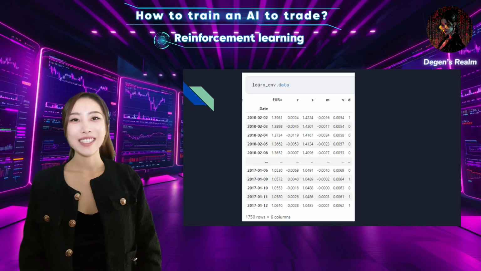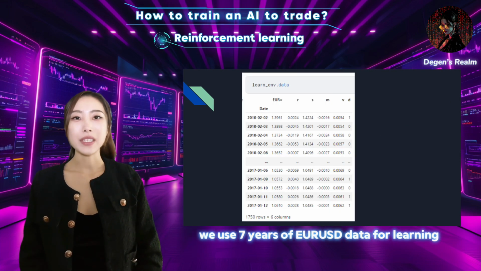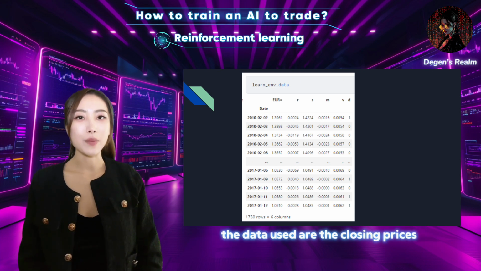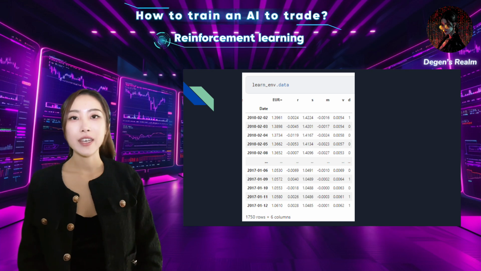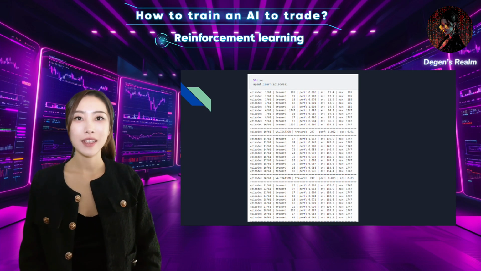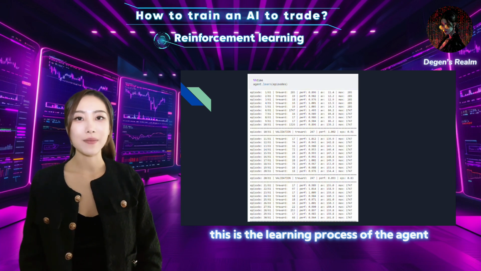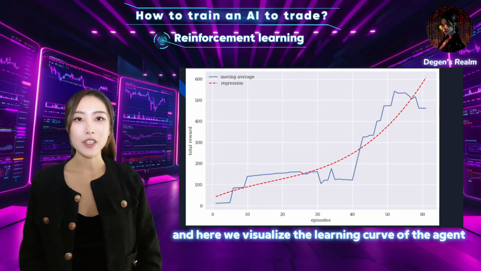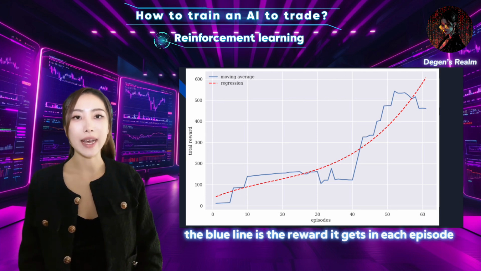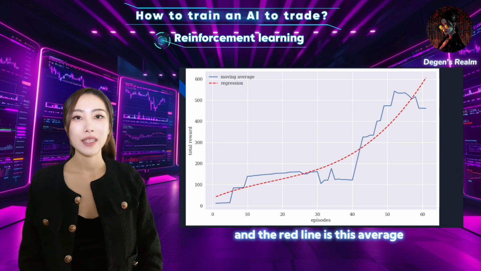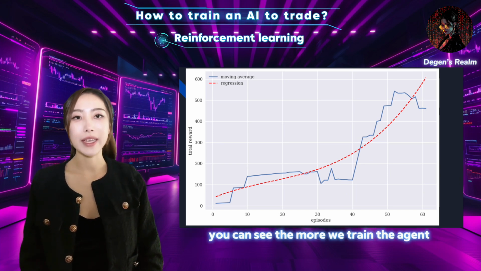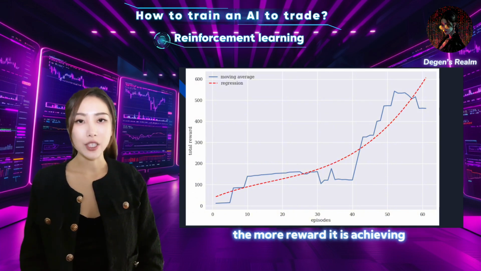Let's try it out. Here, to keep things simple, we use 7 years of euro-dollar data for learning. The data used are the closing prices, daily percentage change, simple moving average, momentum, volatility, and direction. This is the learning process of the agent. And here, we visualize the learning curve of the agent. The blue line is the reward it gets in each episode, and the red line is its average. You can see the more we train the agent, the more reward it is achieving.